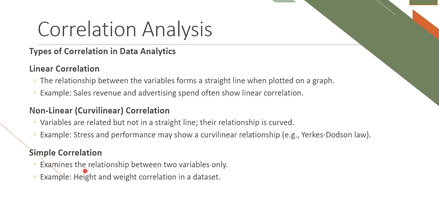Next, simple correlation examines the relationship between two variables only, like height and weight correlations. They just examine the relationship between two things only. For example, in the data set, height and weight, we'll examine those two things and we will perform the analysis. So that is a type, okay.